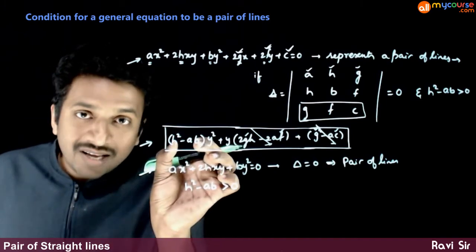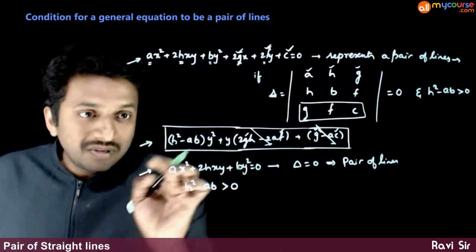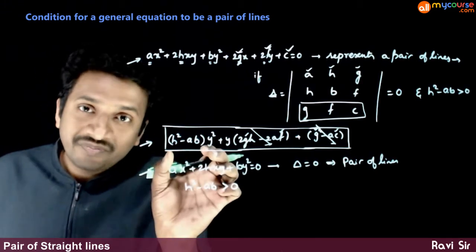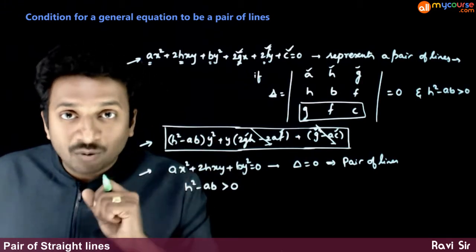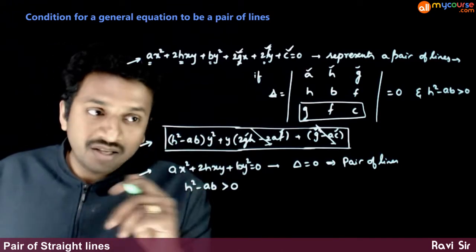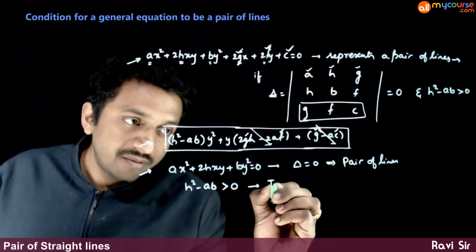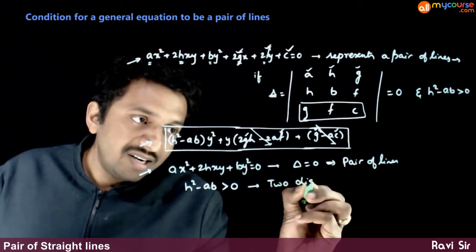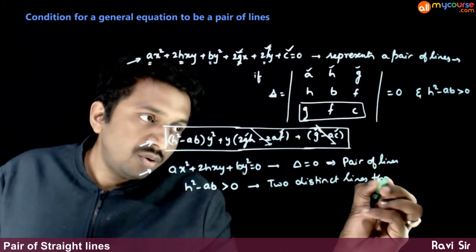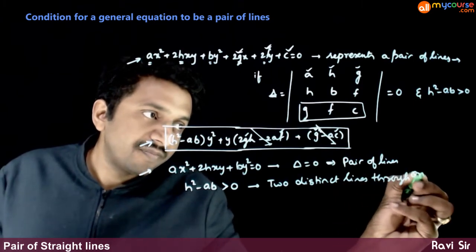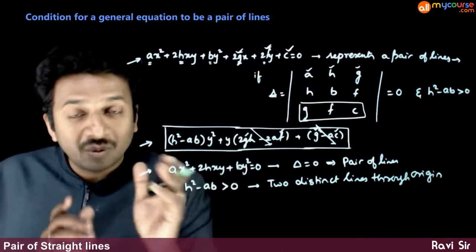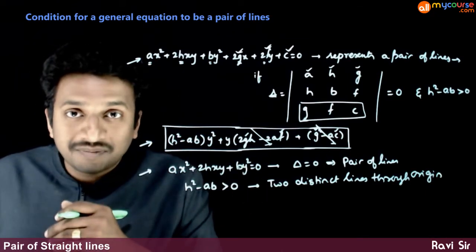So if h square minus ab is greater than 0, the root of this will be nicely obtained outside. Root of this will be linear in y. So h square minus ab greater than 0, you get two distinct lines through origin. As we have seen, the same equation comes if both the lines pass through origin.